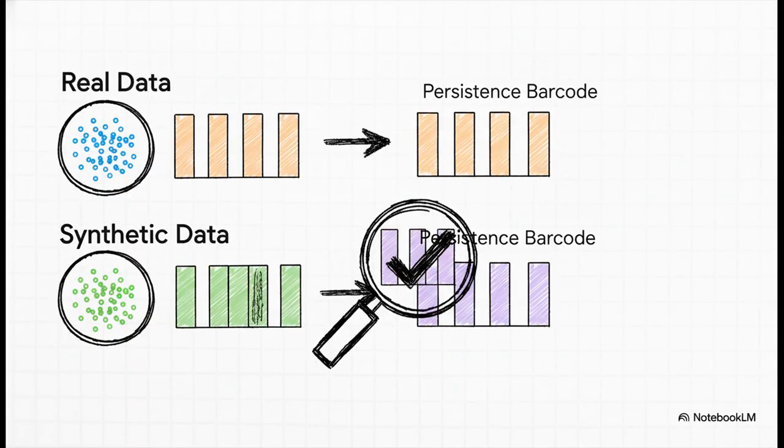So, and this is the big reveal. You can run this process on your original, real data and get its barcode. Then you run the same process on your new synthetic data and get its barcode. And if those two fingerprints match up, bingo, you can be confident that your synthetic data has the same fundamental structure as the real thing. It's an incredible quality control check.